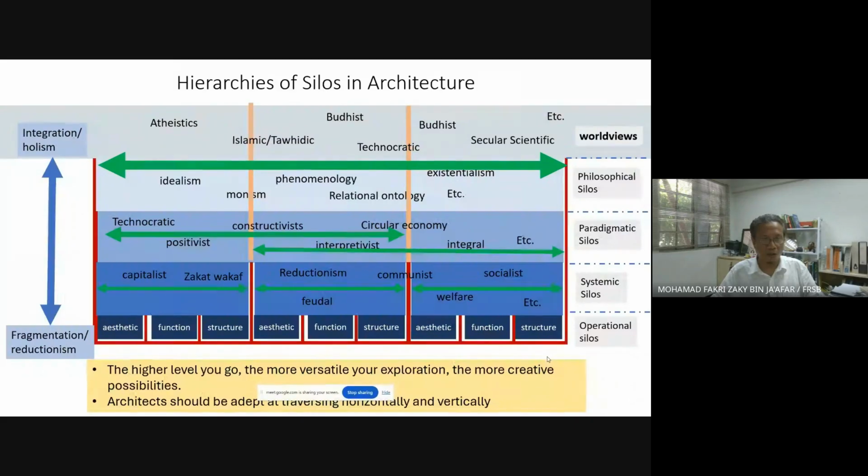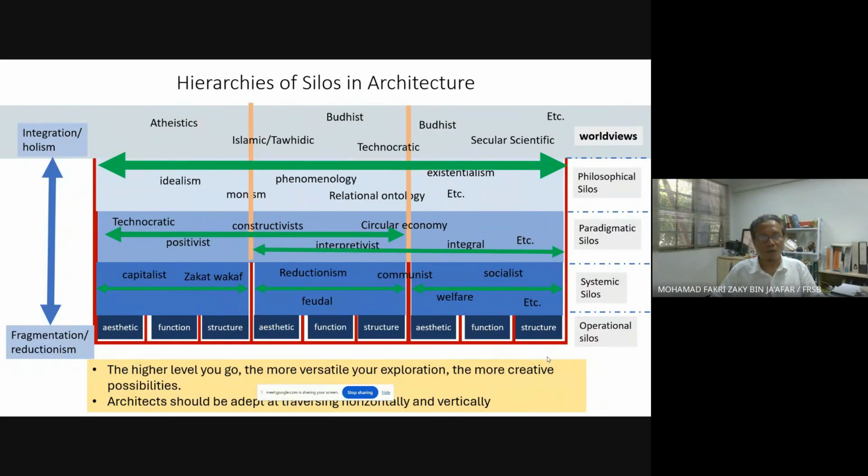For example, if you are operating within a capitalist system or socialist system, or even a feudal system, and even in modern times there are still some societies based on a feudal system, a welfare society. All these help you to traverse the various operational silos, but that in itself also has its own silos. And then if we go one step higher, we are talking about paradigm.